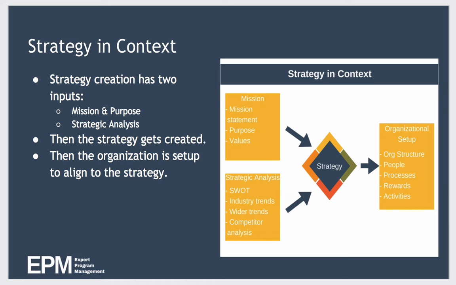And this is the analysis you do of things like industry trends, wider trends out there in the world, what your competitors are doing, and even what your own strengths and weaknesses are. So from these two big inputs, you craft your strategy. And from your strategy, you then set up your organization to execute your strategy. And that means all the practical details of how the business or organization runs. So what people you're going to employ, what your organizational structure will be, how you're going to reward people, all the practical details you need to get things done and make your strategy a reality.